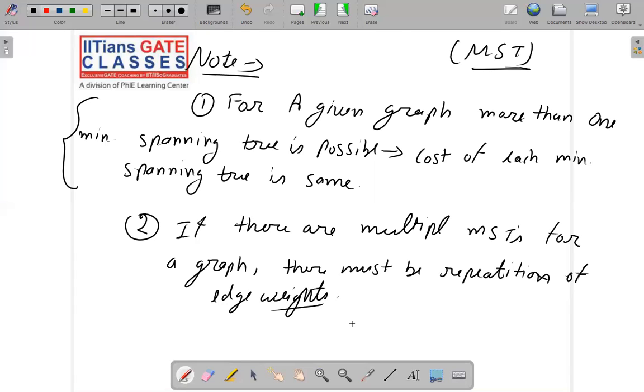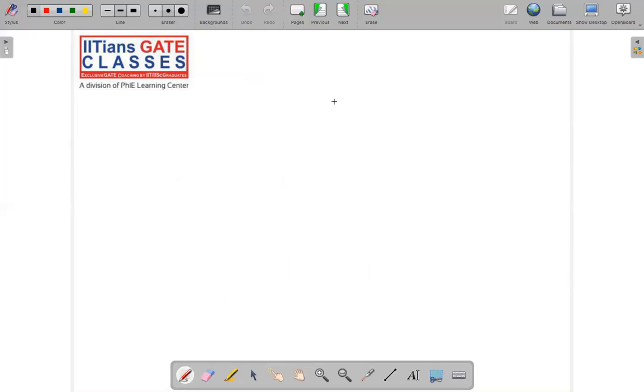Okay, are you getting my point? So in a graph, edge weights can be repeated. So it is not necessary that there is only one minimum spanning tree; if edge weights are repeated, there could be multiple minimum spanning trees. Let me give you an example.